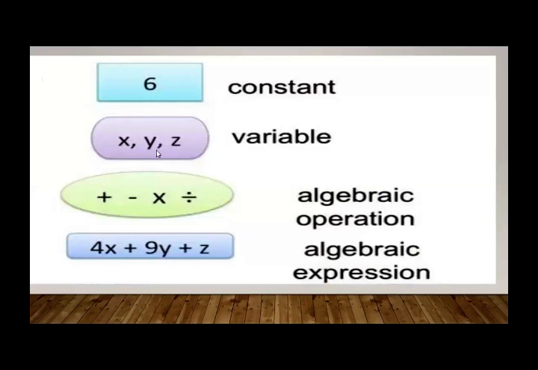Then variables. For variables we use different letters, and their value can be changed according to our need. Algebraic operations mean plus, minus, multiply and divide signs. Sometimes we say they are fundamental operations. By using all of these, we develop an algebraic expression like 4x plus 9y plus z, in which 4 and 9 are coefficients, x, y and z are variables, and they are connected with a plus sign. So they are developing an algebraic expression.